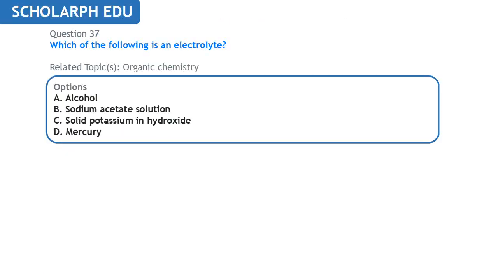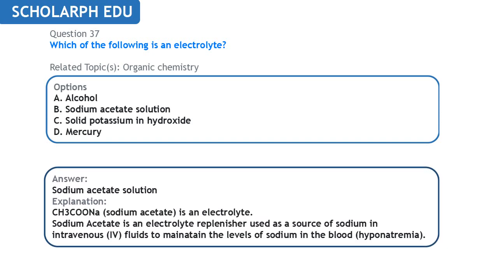Which of the following is an electrolyte? Electrolytes are molten substances or liquids that can conduct electricity, and from the options here, sodium acetate is an electrolyte. This is its chemical formula.